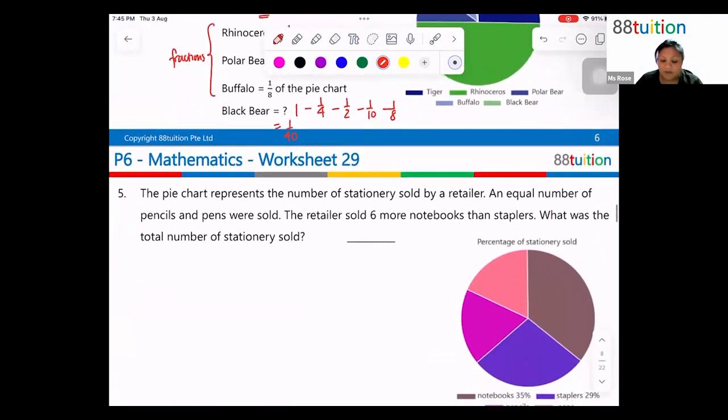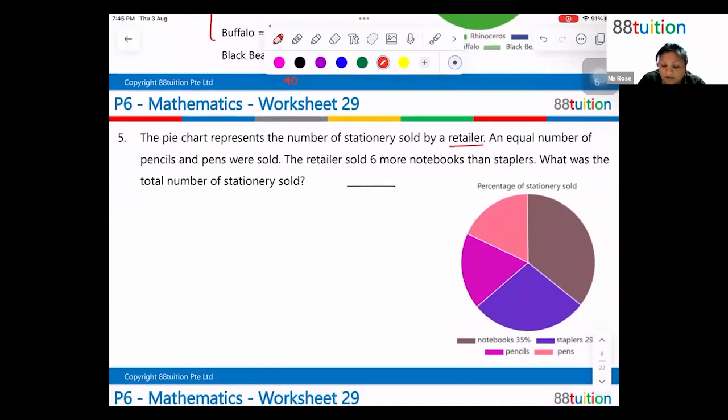If you look at question number 5, what's the meaning of retailer? Anyone? Do you know what a retailer is? In other words, stitching clothes? No, retail. No. Retailer means like a shop, like Popular bookstore. Stationery, yes, like Popular. So these are retail outlets. All right, so the Popular bookstore is known as a retailer.